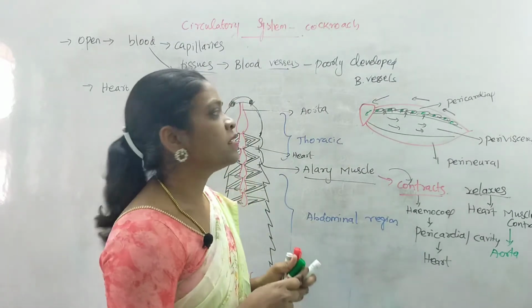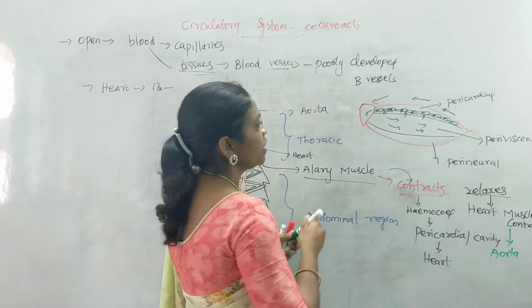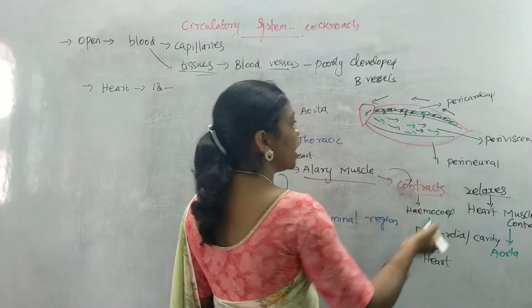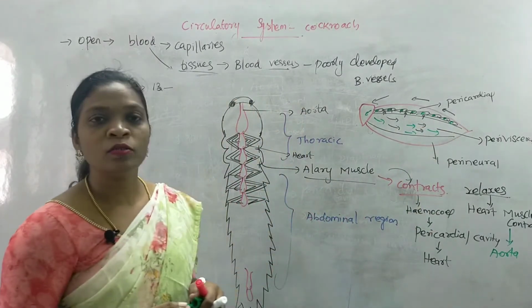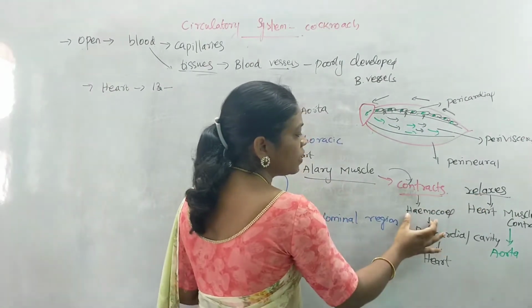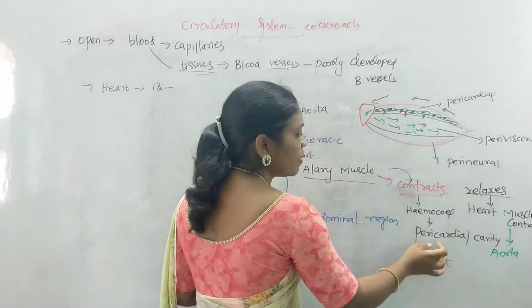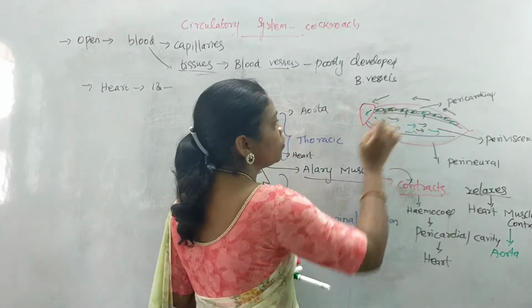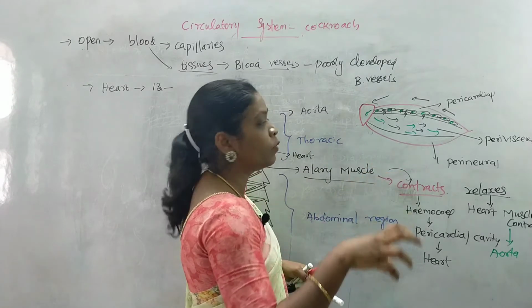After reaching the anterior chambers, they again enter inside the hemocoel cavity where they supply the blood to the other organs and other appendages. This is what will happen when the alveolar muscle relaxes. When it contracts, the hemocoel contracts, which results in movement of blood into the pericardial cavity and finally into the heart chamber. Now the heart chambers are filled with the blood.